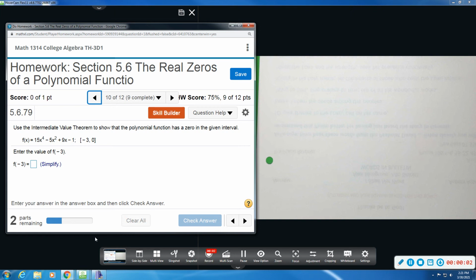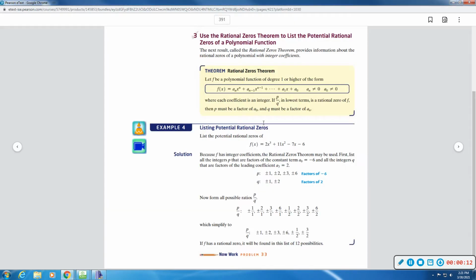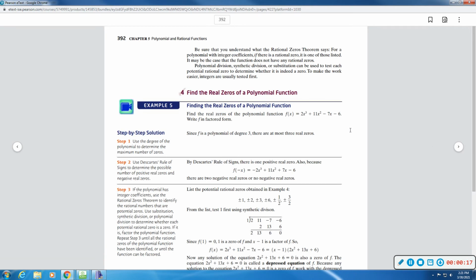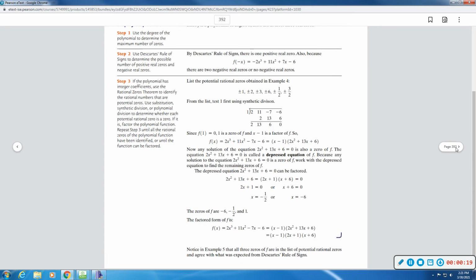Okay, number 10, we want to use the intermediate value theorem to show that the polynomial has a 0 in the given interval. Now, I think I still have the textbook up. I always like to show the definition of the intermediate value theorem.